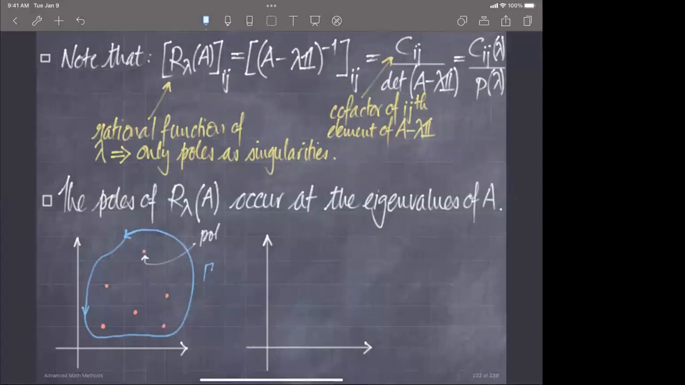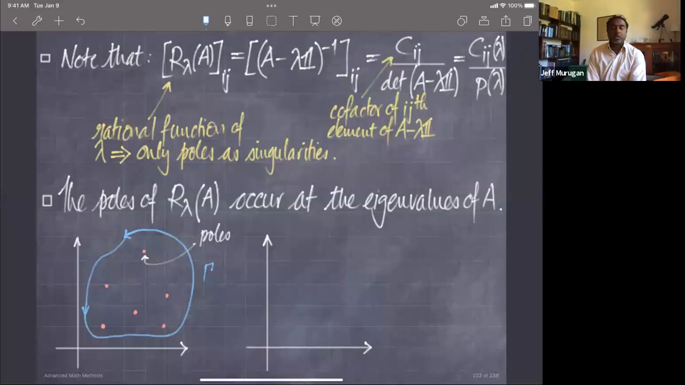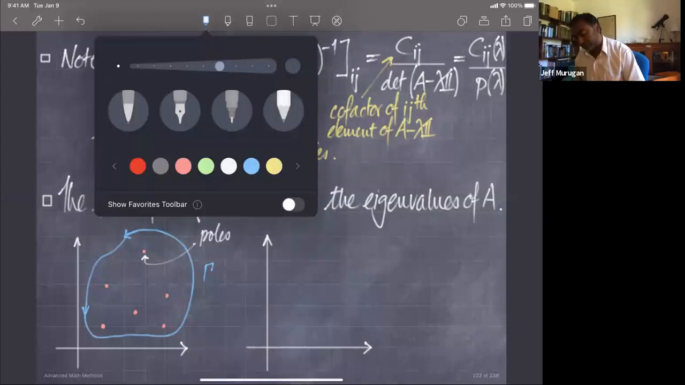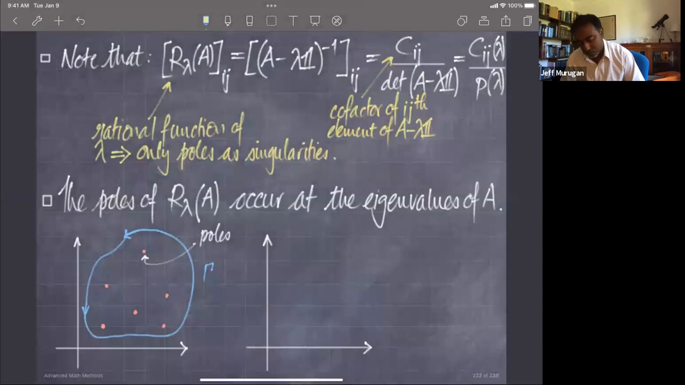Isn't gamma centered at the origin? Gamma is centered at the origin, but I'm just drawing a picture here. And I don't really care about, I can translate all of these poles so that gamma is centered on the origin. That's fine. Okay, thanks.